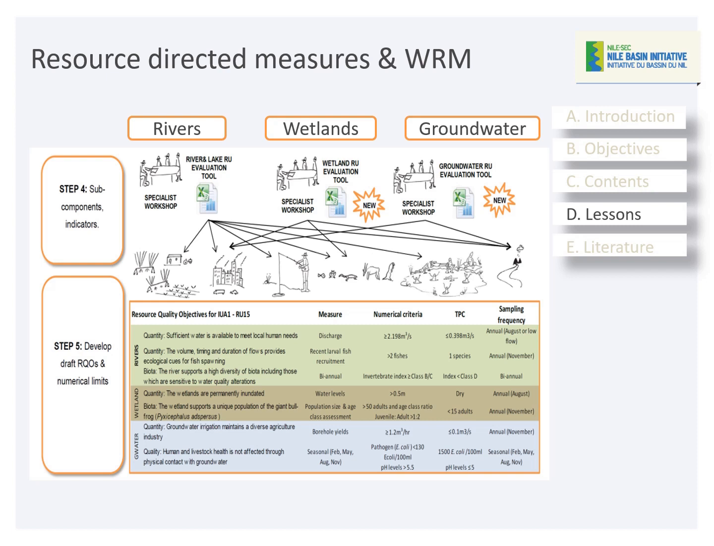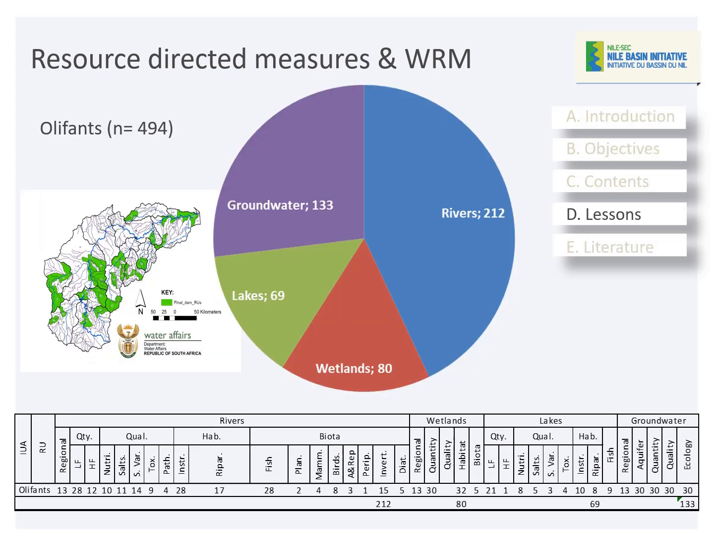Here's an example I'd just like to read to you for biota. The river supports a high biodiversity of biota, including those that are sensitive to water quality alterations. The measure was to sample biannually. I think this was updated slightly, but I'll get to the example in the actual Gazette. And you can see they were established for rivers, wetlands, and groundwater ecosystems. Finally, we proposed 133 groundwater objectives, 69 dam objectives, 80 wetland objectives, and 212 river objectives to represent those classes and the vision for the Olifants River catchment in South Africa.